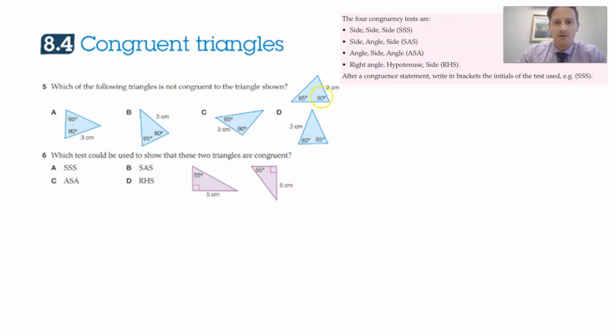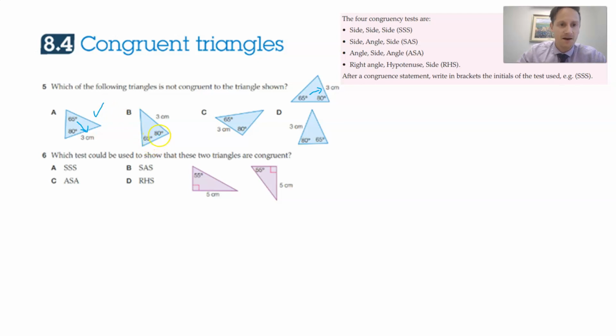All right, which of the following triangles is not congruent to the triangle shown? So we've got 2 angles and we've got a side. So that's an angle, side, angle proof. Okay, so let's check this out. How about A? So we've got 65, 80, and a side of 3. Now, keep in mind the side is opposite to the 65. So that's what we're looking for. Opposite to the 65, that's good.